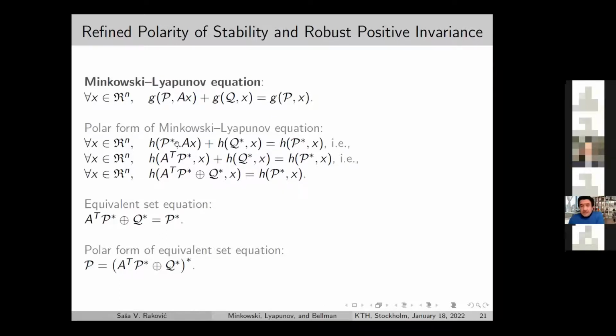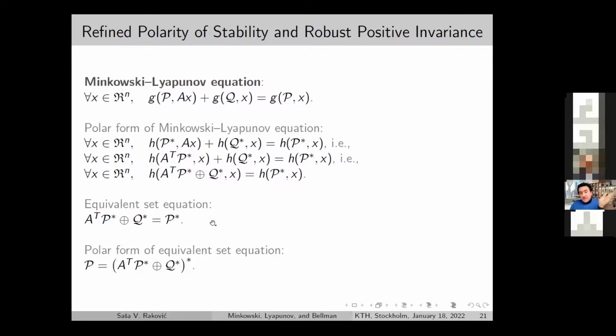And actually what really happens, we follow the same sequence of steps. Now, instead of inequality, we have equation. And what we obtain is equality of two support functions. But equality of two support functions converts to the set equation. So essentially, G of P comma AX plus G of QX equal G of P of X is equivalent to A transpose P star plus Q star equal P star. So if you can find the Minkowski-Lyapunov function which verifies the Minkowski-Lyapunov equation, that means its generator set, when you take a polar of it, has to solve this fixed point set equation.